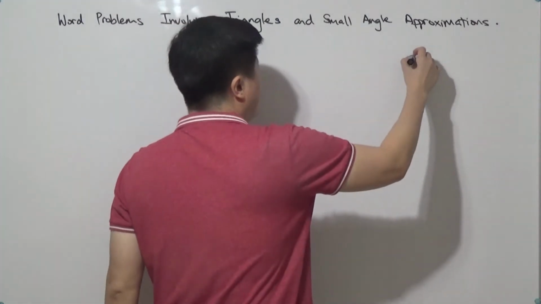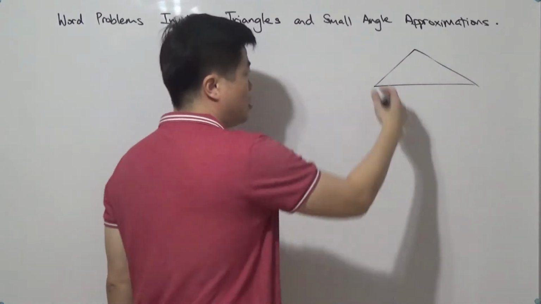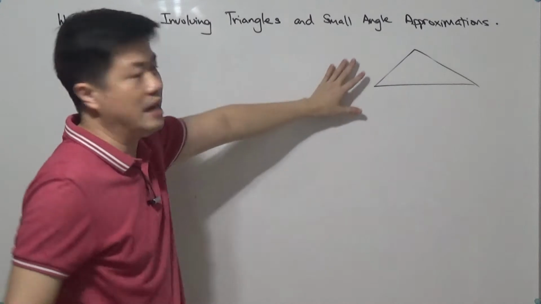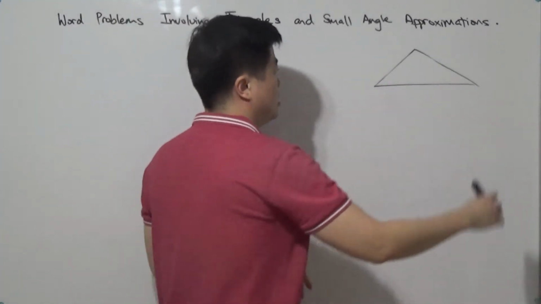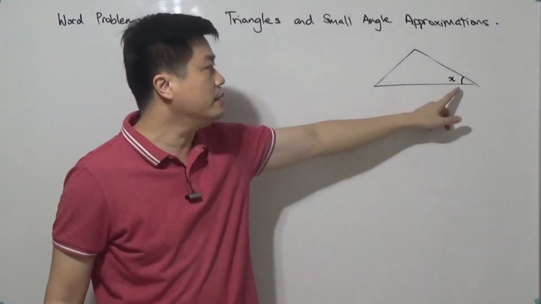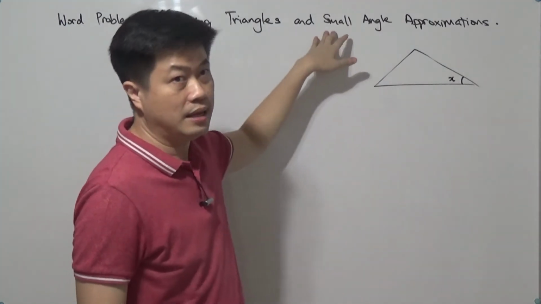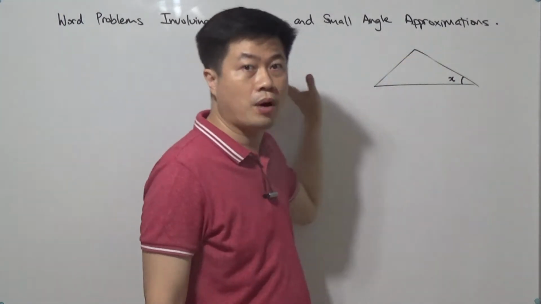So it could either be a right angle triangle or a scalene triangle, which is non-right angle. So I'm just going to draw something that looks like a right angle triangle, but maybe not, so any triangle. Now, usually in those questions, you will have an angle x, and they will tell you in the question that the angle x is sufficiently small. So that brings in the topic of small angle approximation in these word problems.